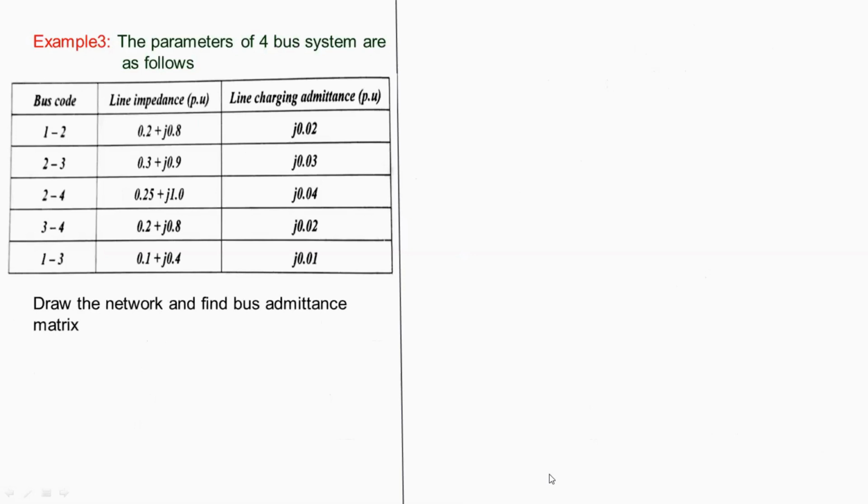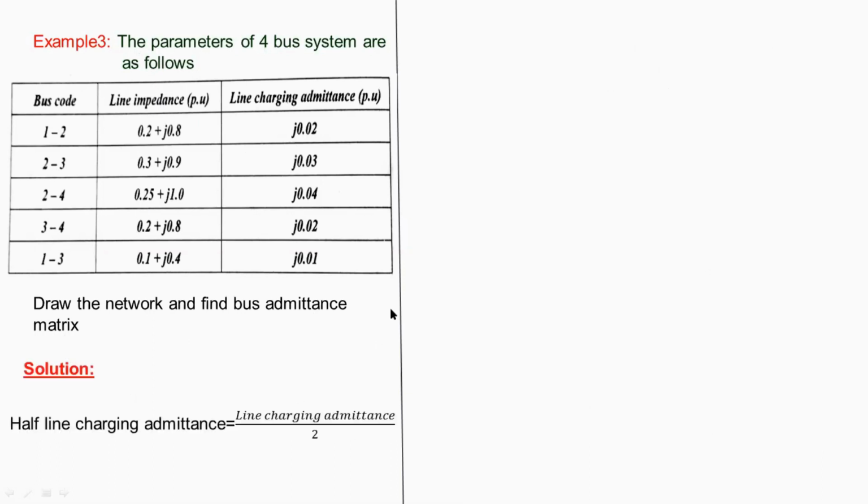Then let's see the third example problem. This example problem consists of a 4-bus system, so the Y-bus matrix is in the form of a 4x4 matrix. Let's see the problem. The parameters of the 4-bus system are as follows. The bus code column values are given, the line impedance values are given, and the line charging admittance values are also given. Draw the network and find the bus admittance matrix.